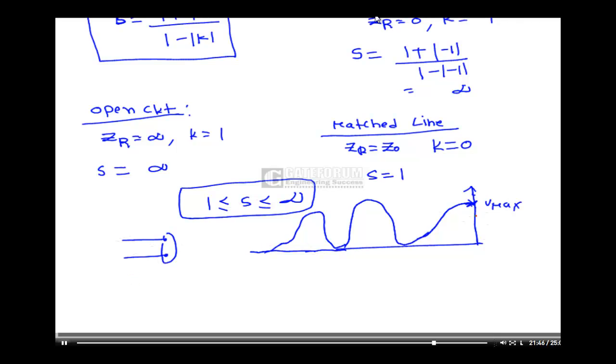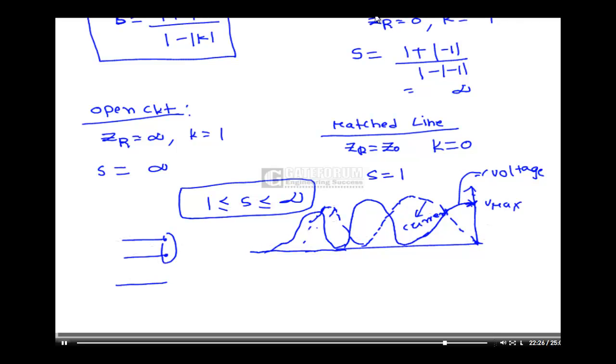Suppose this is the voltage wave. If I want to draw the current wave: if voltage is maximum, current is minimum. Wherever voltage is minimum, current will be maximum. So it will be entirely opposite to the voltage wave. This is the voltage pattern, and this is the current pattern. You can get more clear pictures from the textbooks.